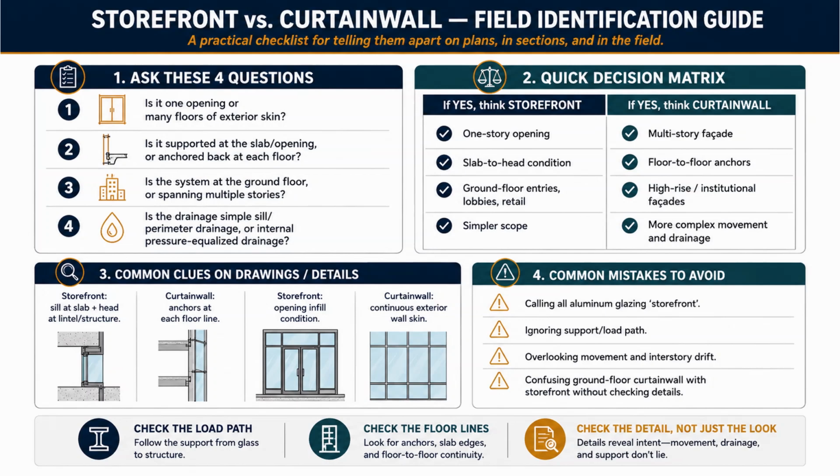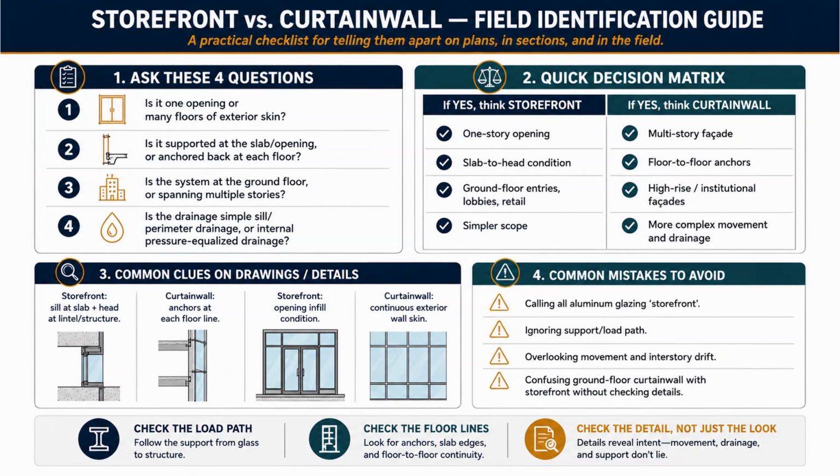Panel 1 gives you 4 questions to ask. 1. Is it one opening or many floors of exterior skin? 2. Is it supported at the slab and opening or anchored back at each floor? 3. Is the system at the ground floor or spanning multiple stories? 4. Is the drainage a simple sill and perimeter seal or internal pressure equalized drainage? For questions, and the answers all point the same direction.